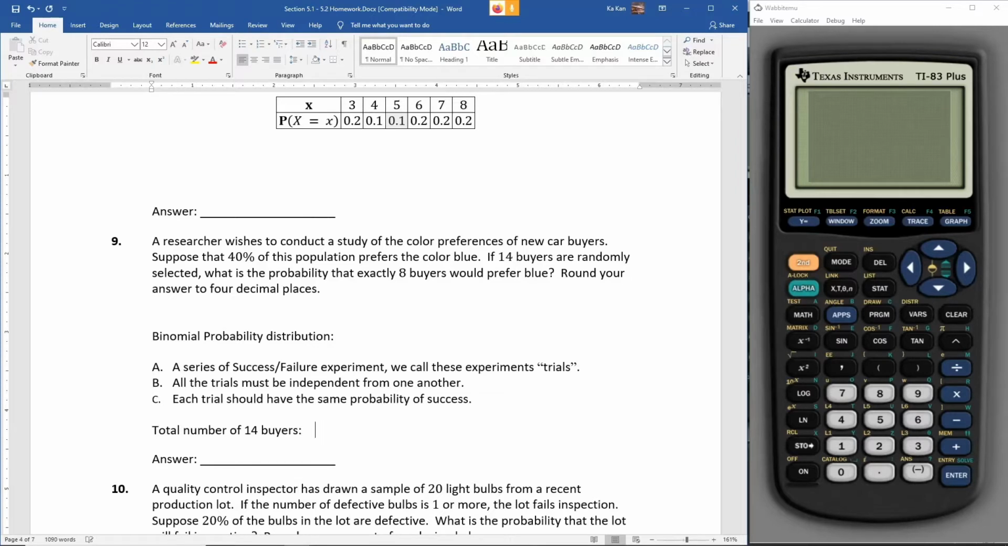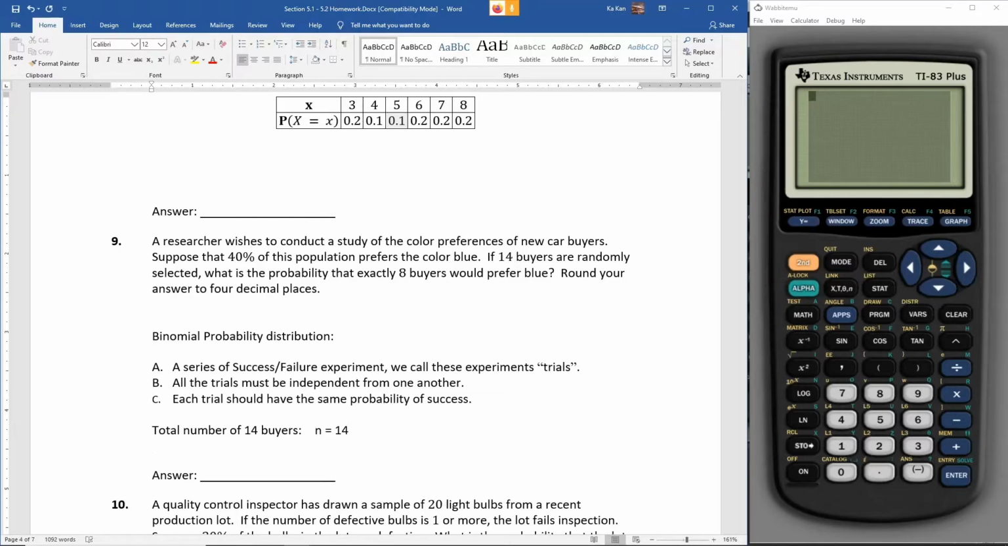That means n equals 14. You have the total number of 14 buyers. So that means you have 14 specific trials that you're doing. Each buyer is a trial in our case. Well, what are we talking about? Suppose that 40% of this population prefer blue. So 40% of them prefer blue.